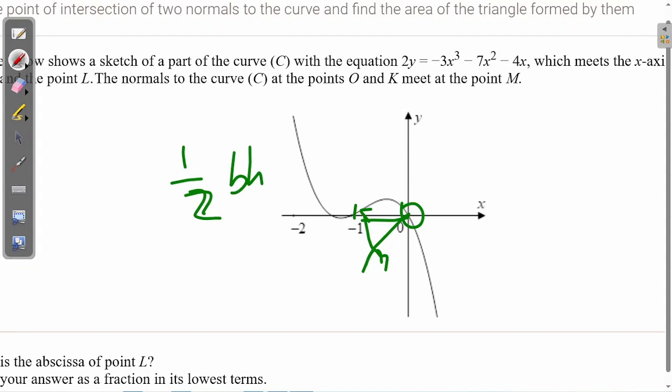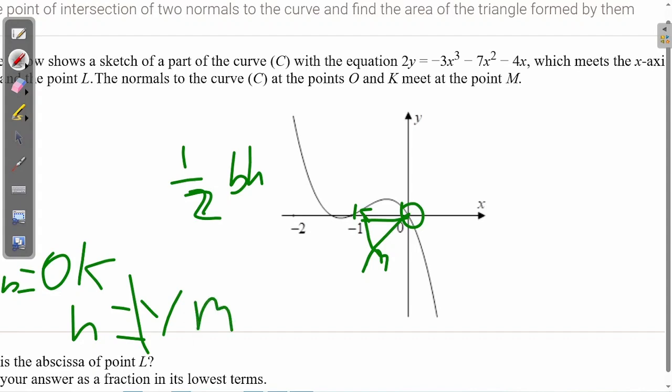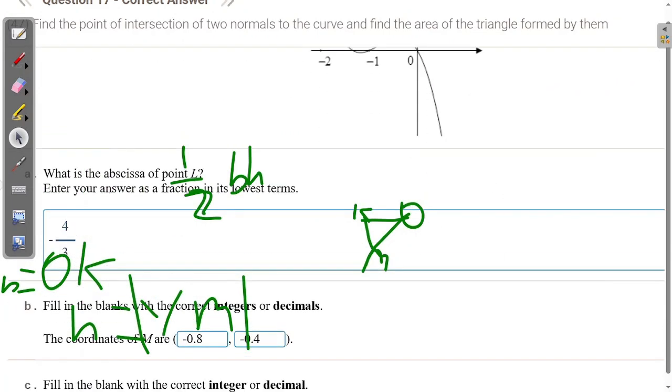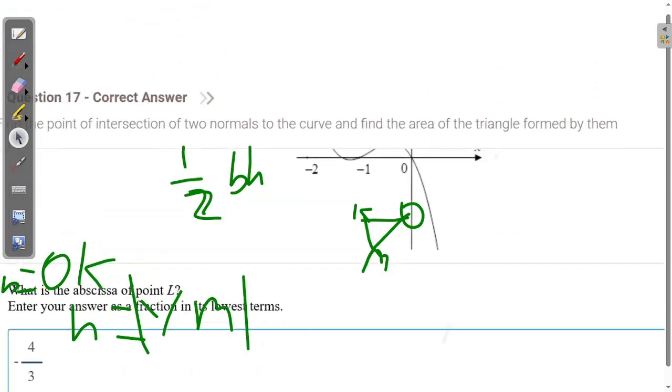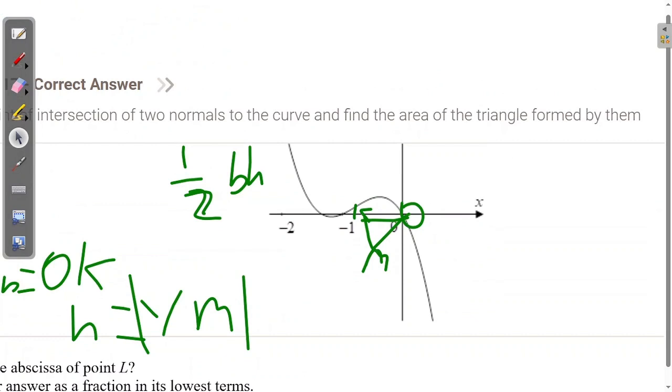The base is OK, and the height is equal to the y of M, right? If you check, it goes 0.4 down, so the height is 0.4. Wait, let me just show you.